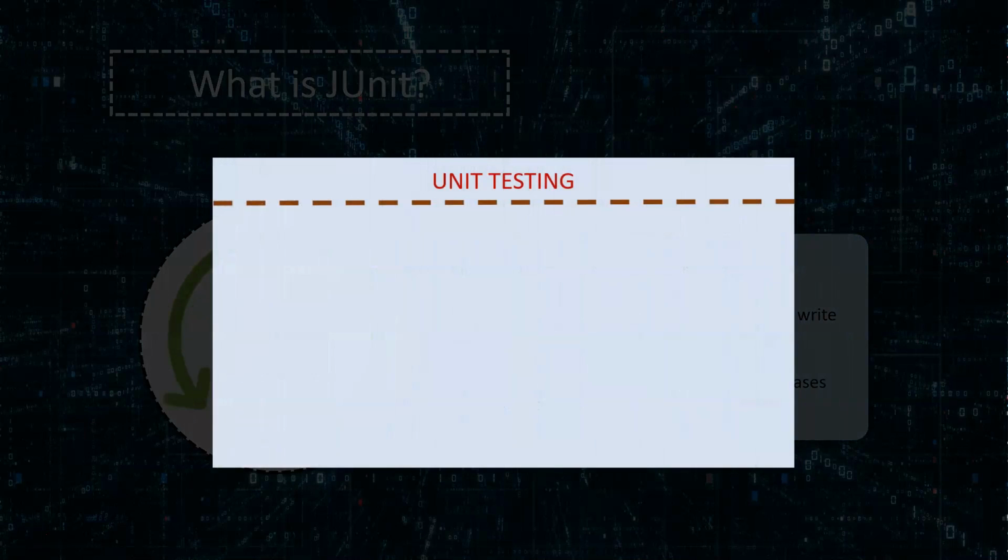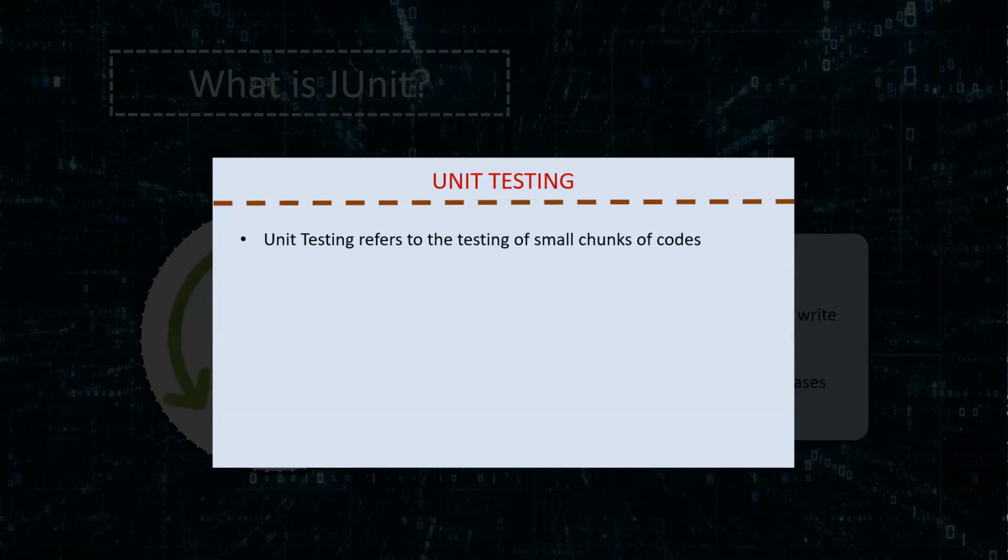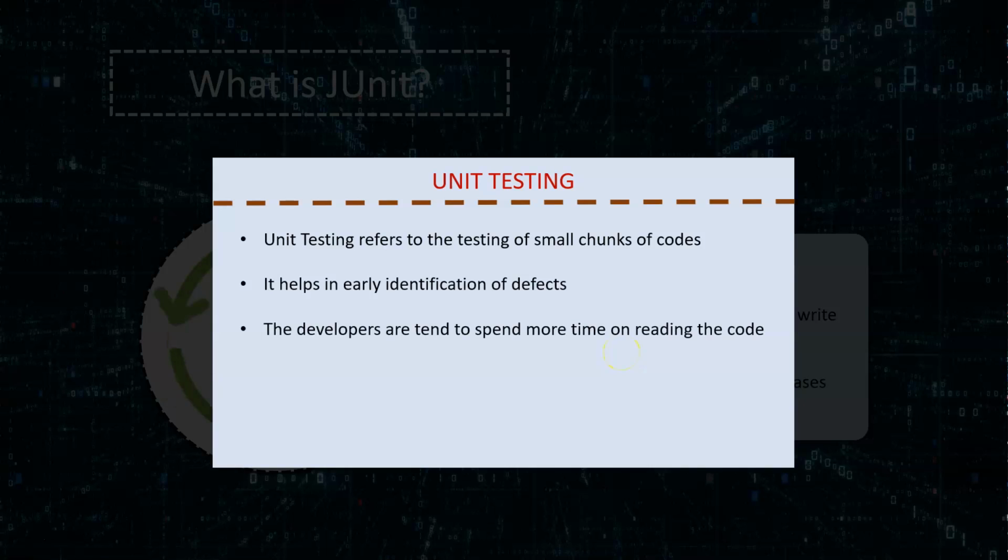Right, now let's talk about what exactly unit testing is. Unit testing refers to the testing of small modules or small chunks of code. It's basically used for early identification of defects and bugs, because you cannot simply rely on the QA team to perform the testing and then provide the feedback. With this unit testing framework, we can get the feedback right away.